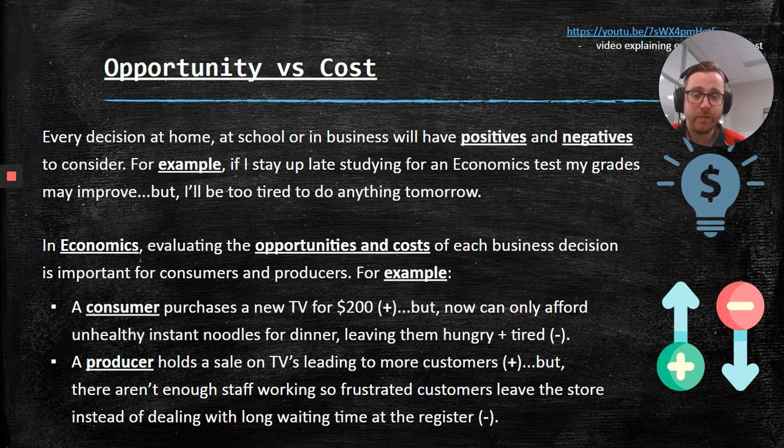So since there's not enough staff working, those customers leave the store really angry, they can't buy anything, and they leave bad reviews online or something. So that's a cost. So they've sold a few more TVs, but they upset a lot of customers. So that could be your opportunity cost for a producer.